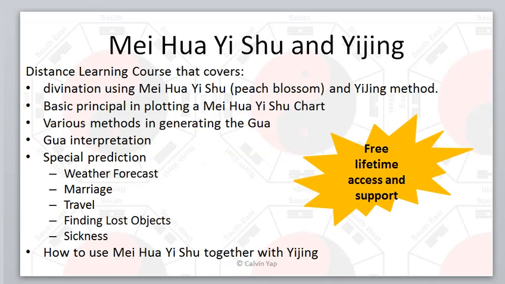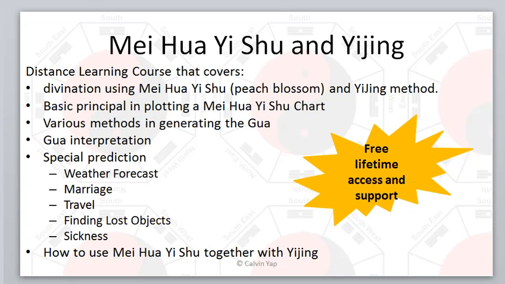This is a distance learning course that covers divination using Mei Hua Yi Su, also known as Peach Blossom, and the Yijing method. First, I will cover the basic principles in plotting a Mei Hua Yi Su chart. Basically, I will cover various methods of generating the Gua. You can use the current date and time, throw coins, pluck a Gua, or even use a dollar note to generate the Gua. Next, I will cover how to interpret the Gua.